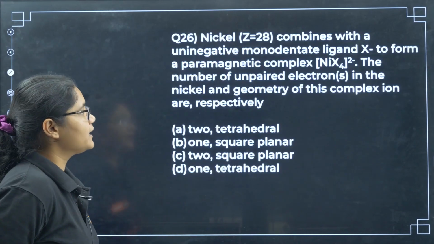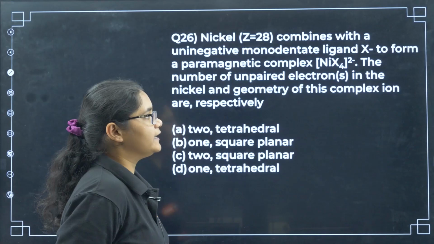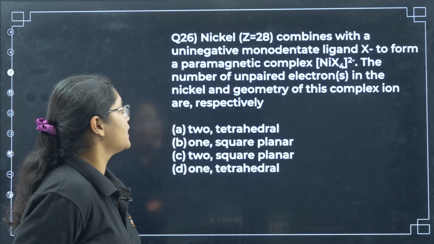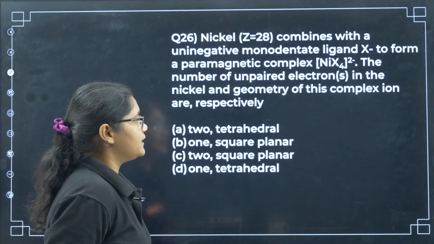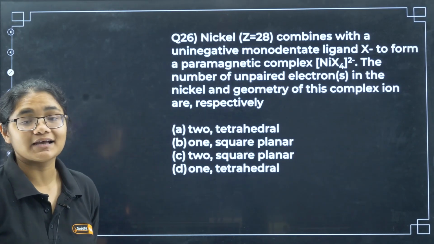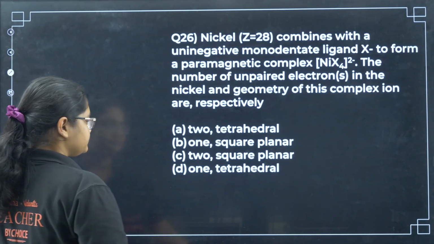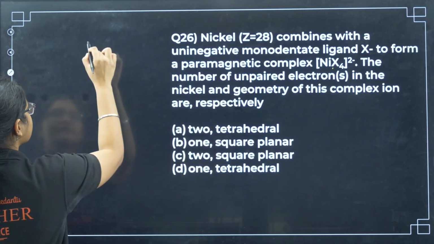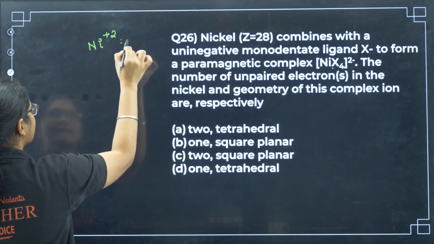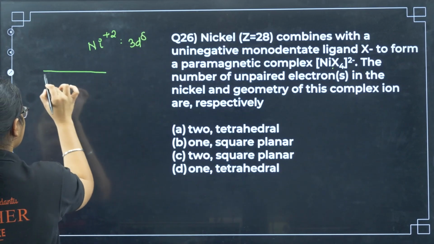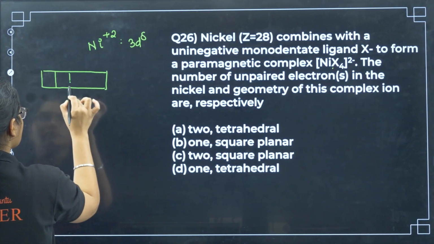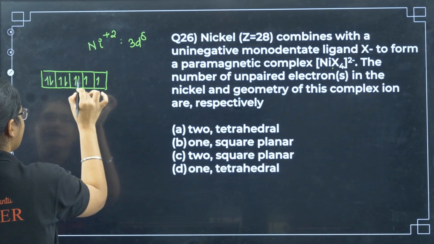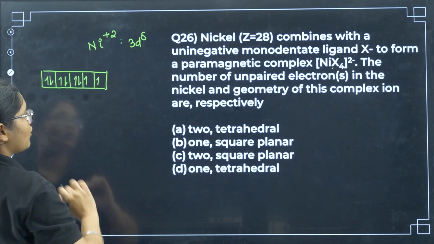First question: nickel combines with a uni-negative monodentate ligand X minus to form a paramagnetic complex of NiX4 2 minus. The number of unpaired electrons in the nickel and the geometry of this complex ion are respectively. Now if you see nickel, if X is monovalent, means charge of X is -1. So what is nickel charge here? It will be +2, or I can say 3d8. Now if I draw 3d8, 1, 2, 3, 4, 5, 6, 7 and 8. Nickel is having 3d8 configuration.